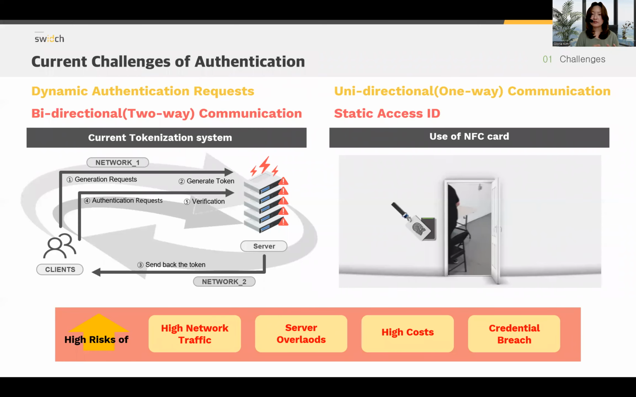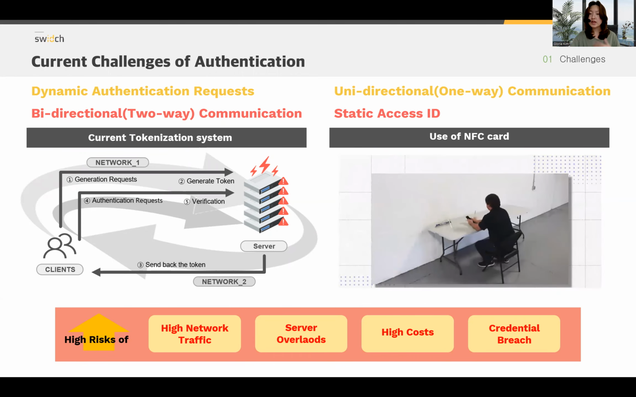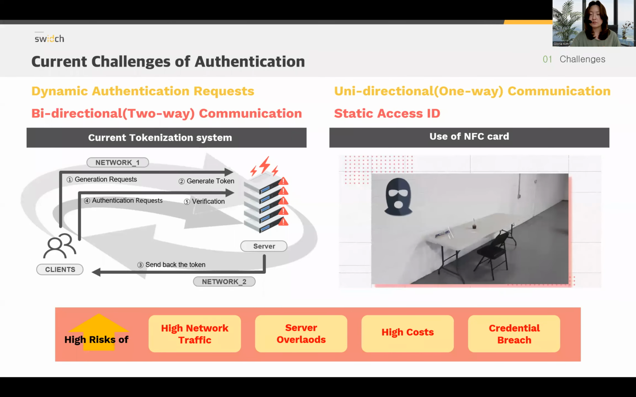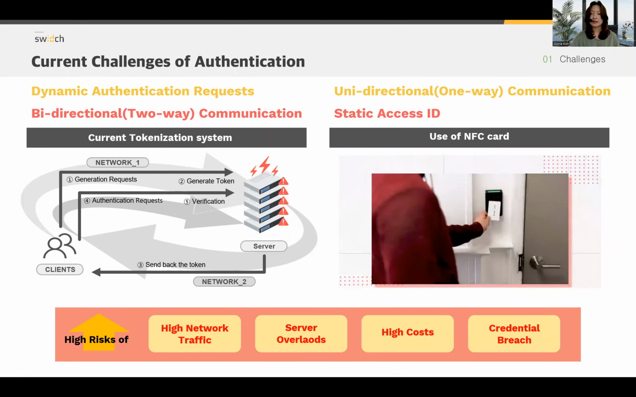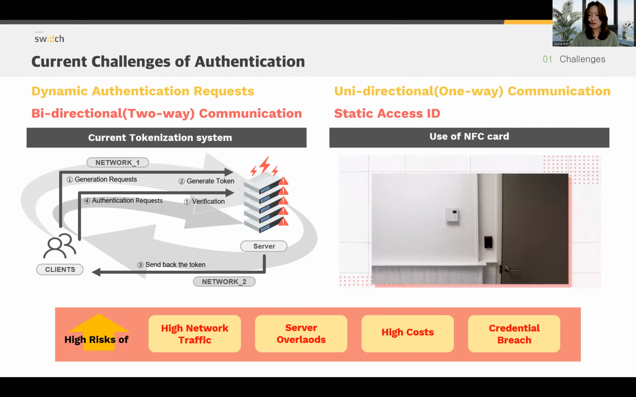On the left is the traditional authentication process called tokenization. It requires several bidirectional transactions to authenticate. It is complicated and many calculations are done in the authentication flow. On the right, to avoid heavy infrastructure and cost, we use a unidirectional authentication process. However, it has a weakness using a static key. So, as you can see from the video, it has a high risk of credential breach with a static key.